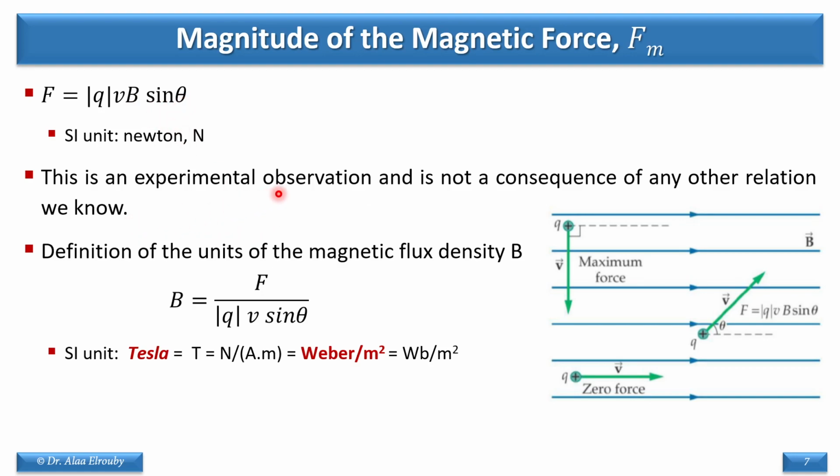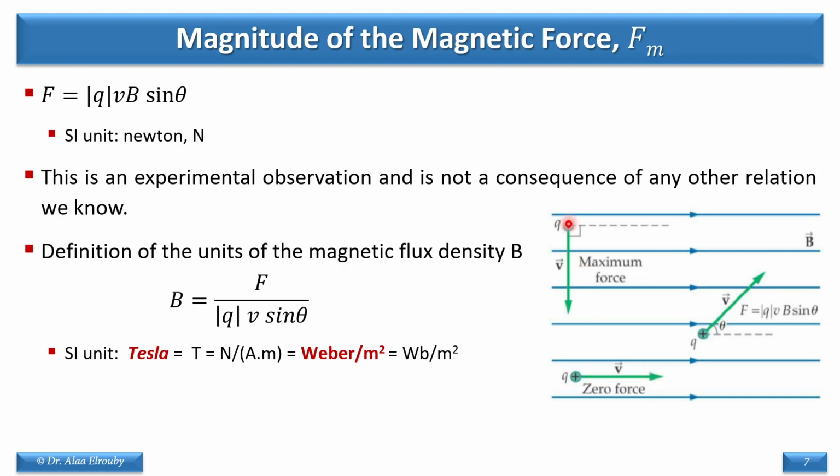So if we have a charge that is moving in the same direction as the magnetic flux field, there will be no force here because sine theta will equal 0. So the cross product of two vectors in the same direction equals 0.